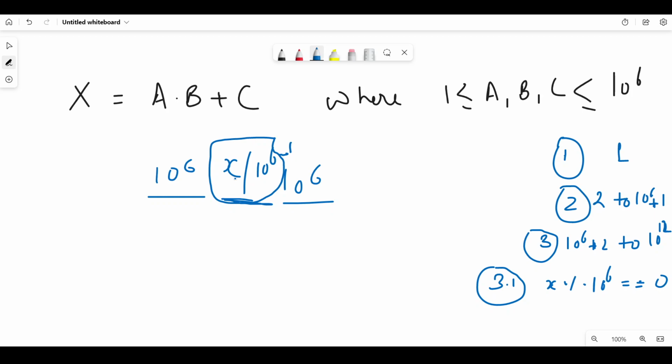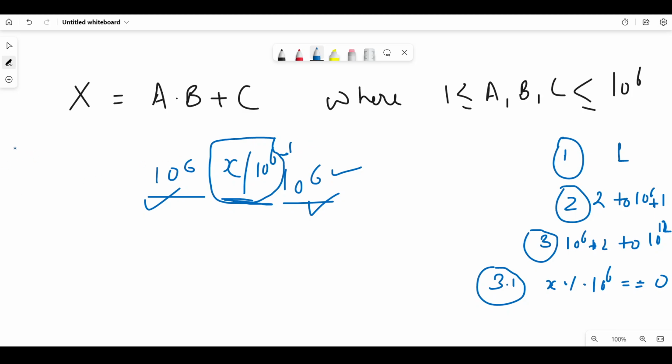And in this way I will get the values of a, b and c. By assuming a as 10 to the power 6 and c as 10 to the power 6, I can calculate b as x divided by 10 to the power 6. I will get an integer here, and from this I am going to subtract 1, because I have taken this extra 10 to the power 6 here.